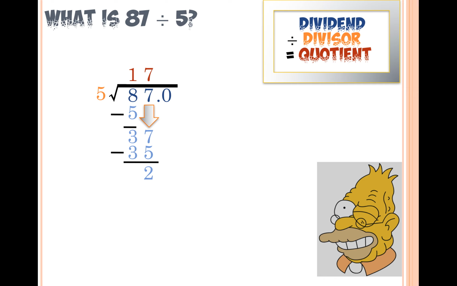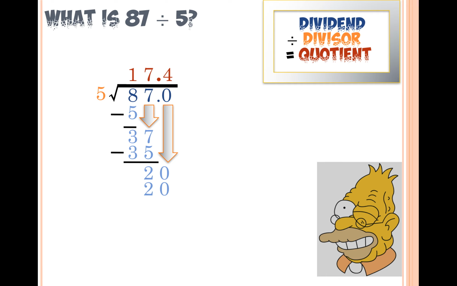So instead of putting remainder 2, I added a 0.0 onto 87. So 87.0 is equivalent to 87, and immediately I bring the decimal point up onto the roof and put it directly above where it is in the garage. Now I bring down the 0 to make 20. 5 goes into 20 exactly 4 times. So our answer is 17.4.